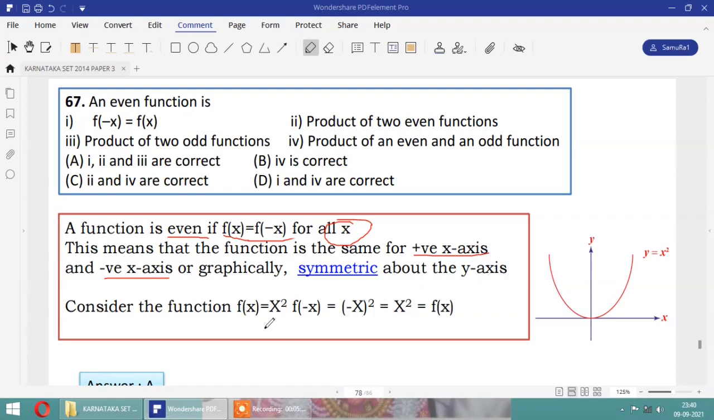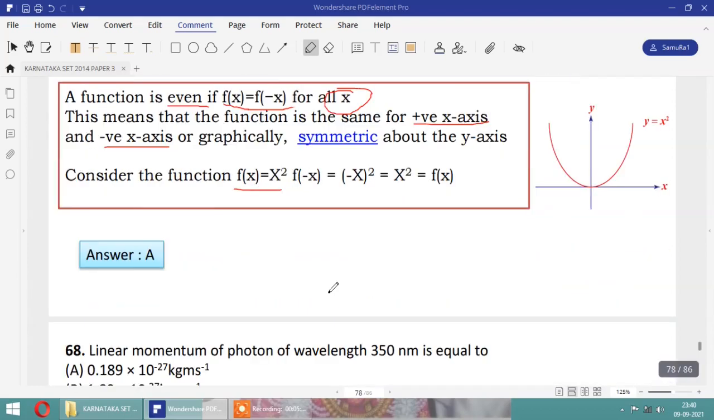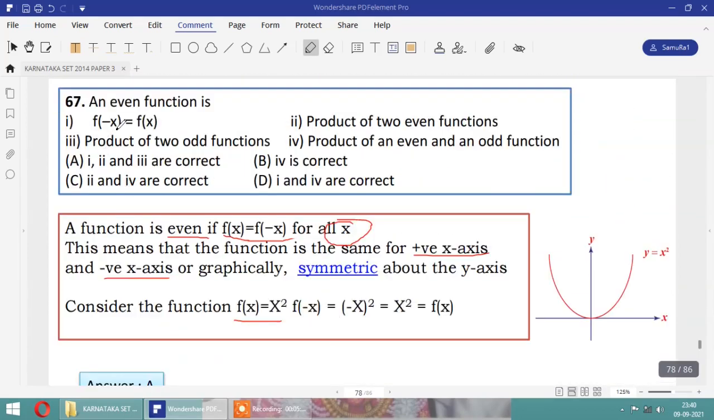Consider the following. Let us take f of x equal to x squared. Then f of minus x, that is minus x squared, is equal to x squared. That is, f of x will always be equal to f of minus x. So here option 1 is correct, 2 is correct, and 3 is correct, the product of two odd functions, but option 4 is wrong. Hence option A is the correct answer.